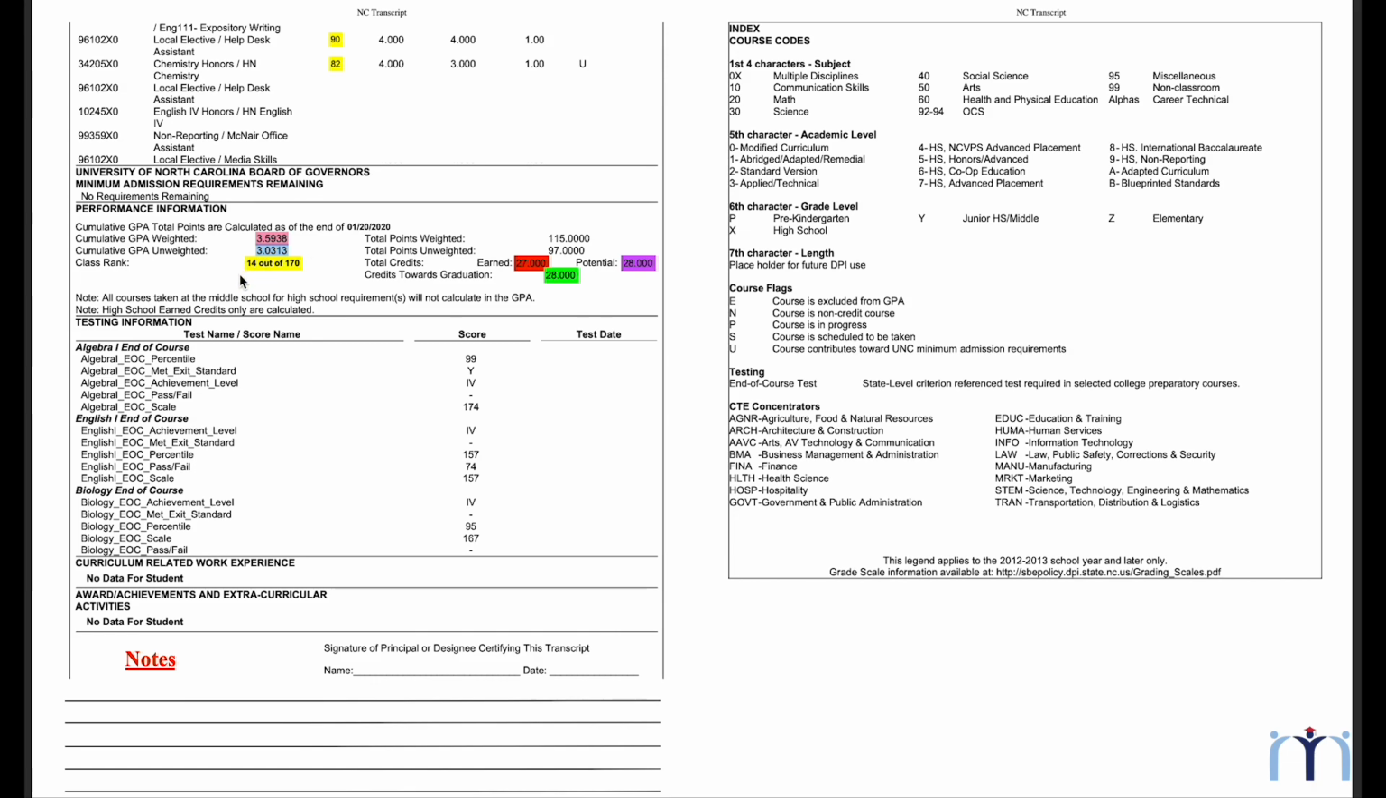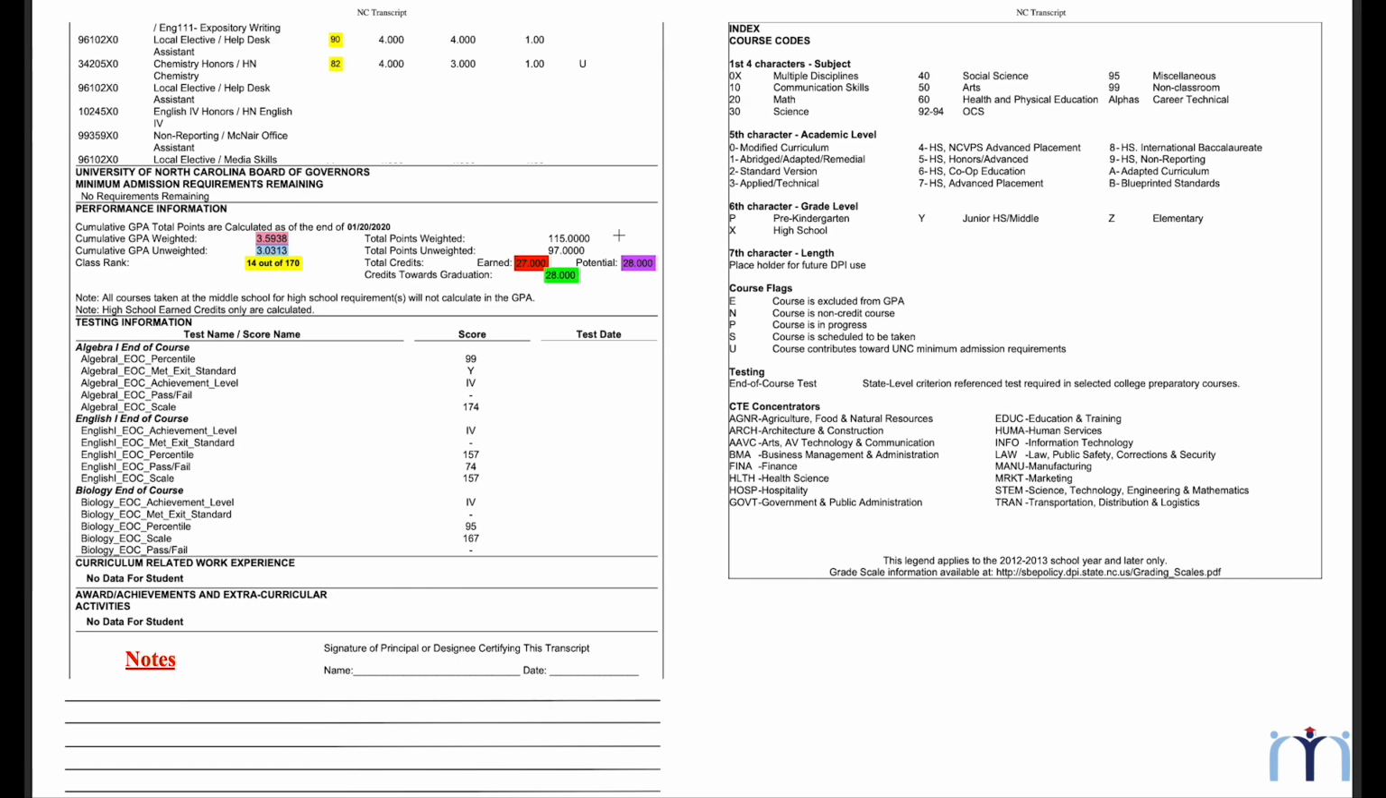Next, you'll have their class rank, so it will tell you what number they are out of the number in their class. This student would be a 14th ranked student out of 170. On the right-hand column, you'll have the total points weighted and total points unweighted. That relates to your GPA. And then we have our total credits.